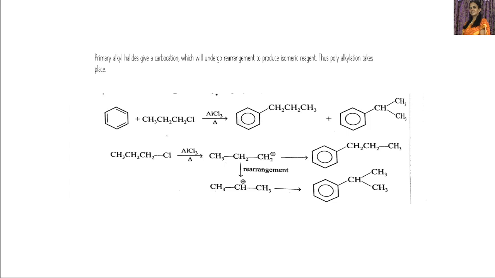So if the different carbocation goes and attacks the benzene ring, then we will get more number of products. Because of this reason, polyalkylation takes place. Here let us consider the example. Benzene treated with n-propyl chloride in presence of AlCl3. This is the expected product, that is n-propyl benzene. But along with this n-propyl benzene, we also get this.